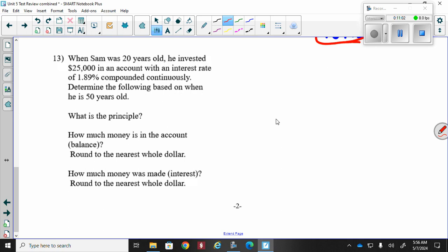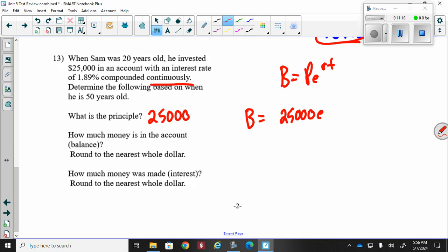All right, last question. When Sam was 20 years old, he invested continuously. That's the B is equal to PERT formula. So B is equal to 25,000, which is the principal. We're going to the E function. You need to know how to do that in your calculator. Raised to the power of 0.0189. And the problem started when he was 20, ended when he was 50, so that's 30.